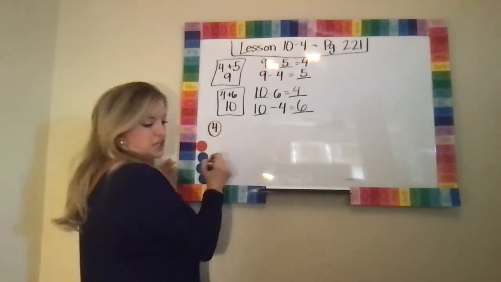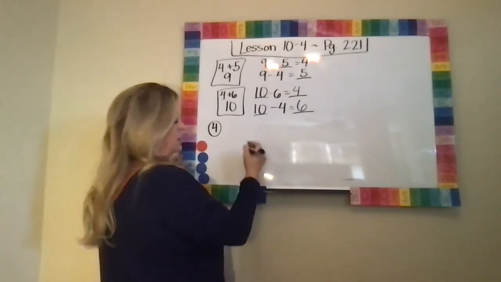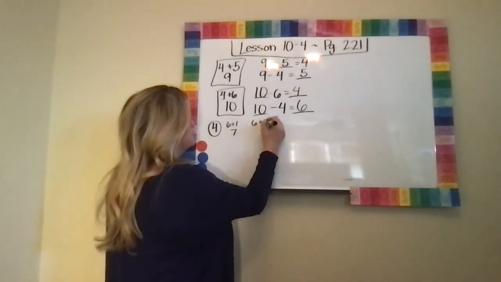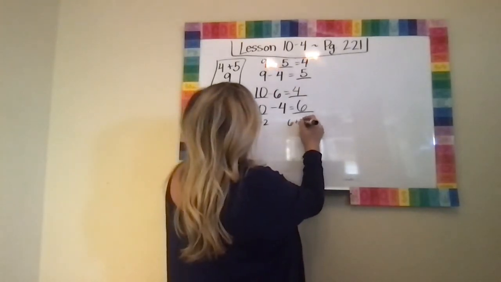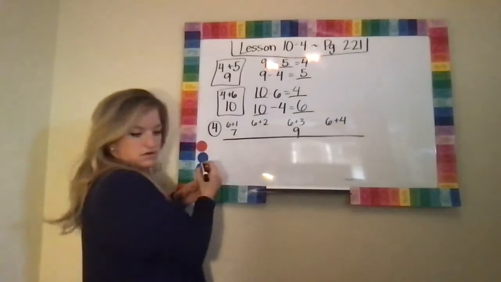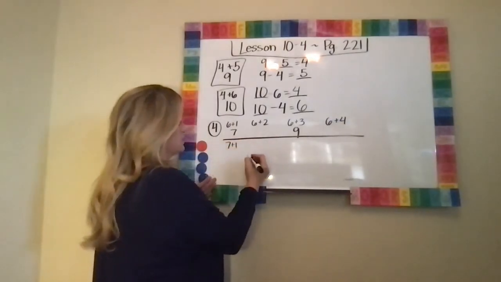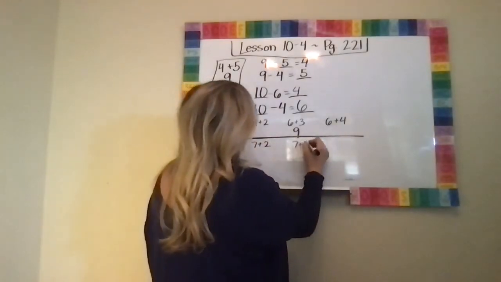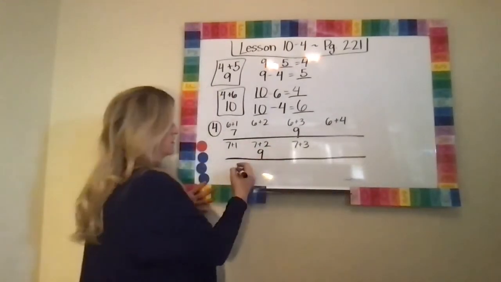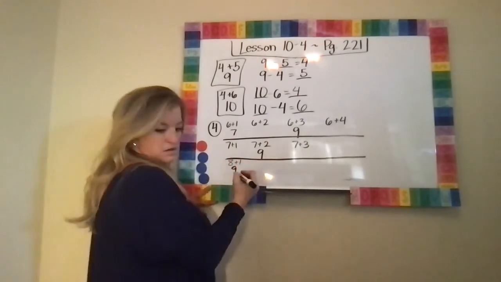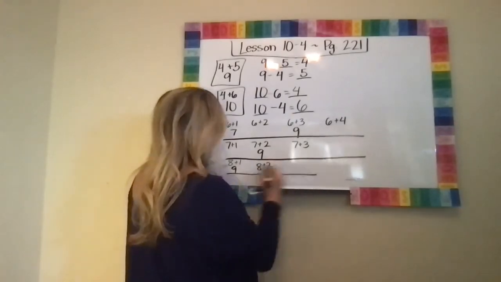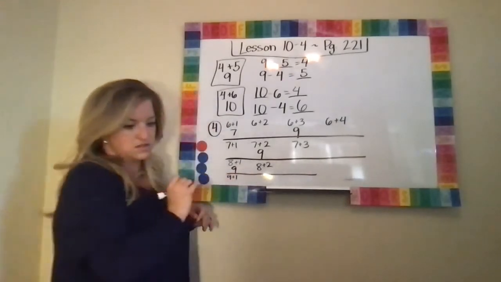Problem number 4 has you filling in more blanks. So it has, let's see, 6 plus 1 is 7, 6 plus 2, we don't know, 6 plus 3 is 9, 6 plus 4, we don't know. Okay, and then there's one more down here. It's 9 plus 1. So we're going to fill in the blanks.